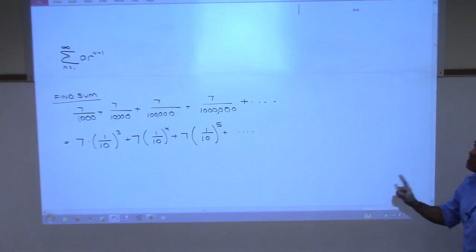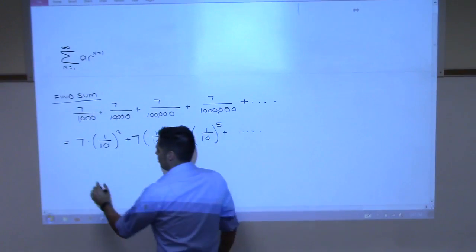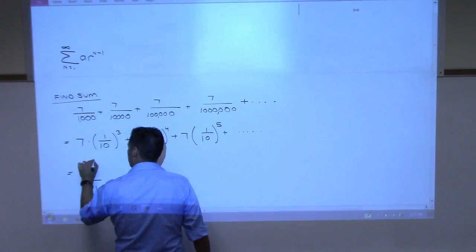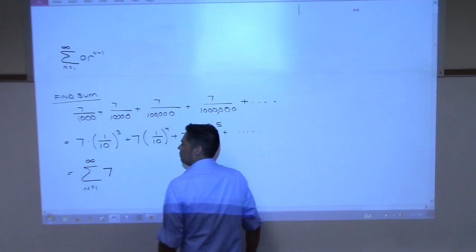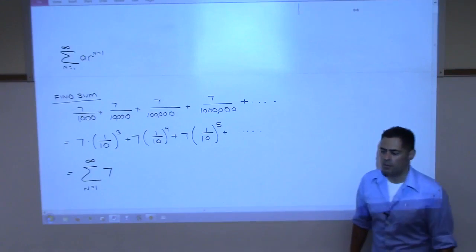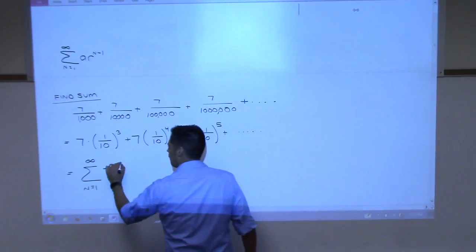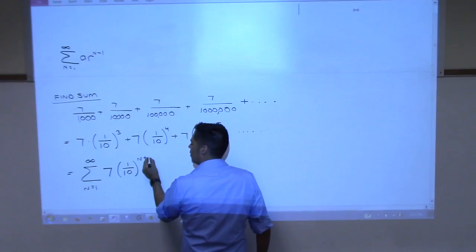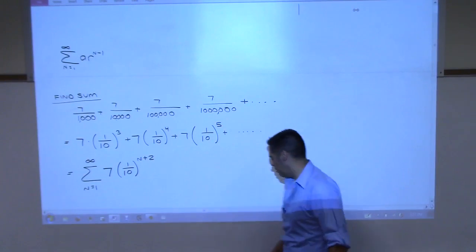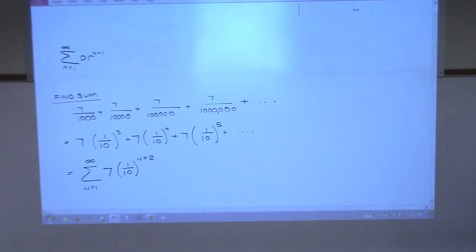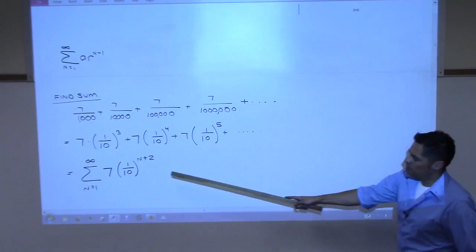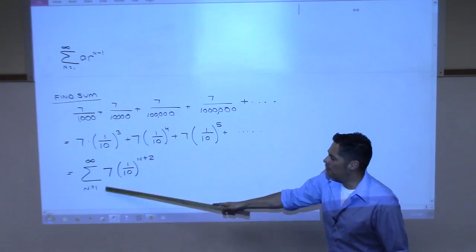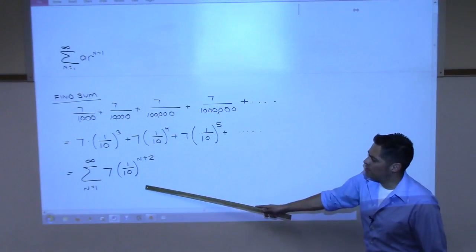Now, turn this into sigma notation. Sum n equals 1 to infinity, 7, then what? 1/10 to the n plus 2. Why does it have to be n plus 2? Because it starts at cubed, doesn't it? If I let n be 1, this is going to be a 3. That'll give me my first one. And then 4, and then 5. Does this look like this?